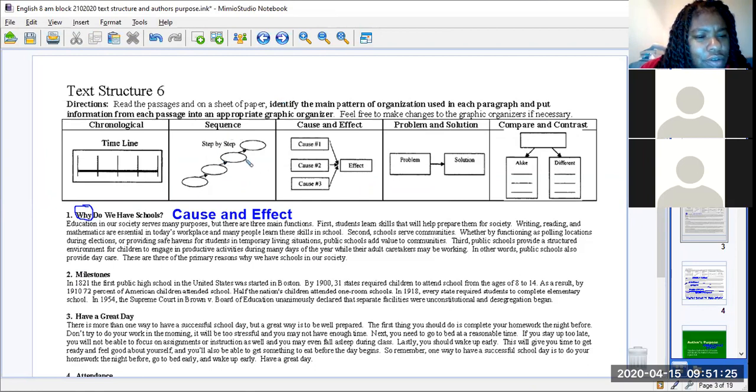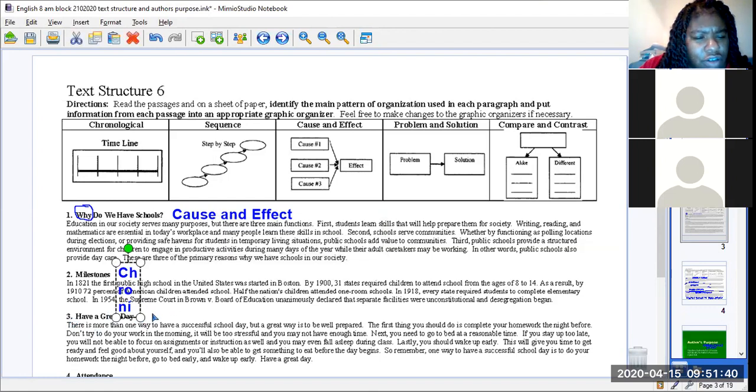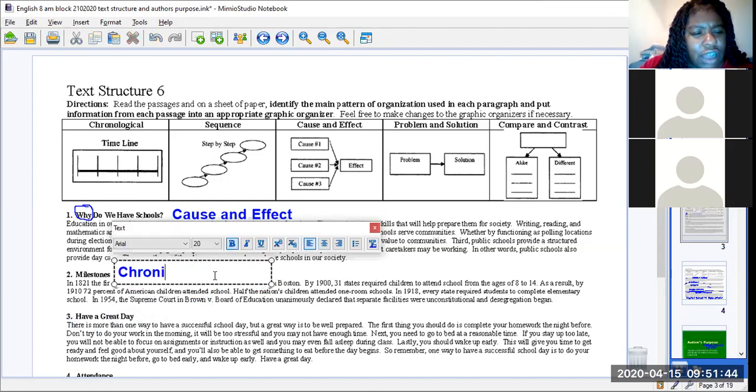All right. Now number two. Number 2 is chronological. Yes, because it's dealing with dates. Okay. Miss Brittany, did you get that answer as well? Yes, ma'am. Okay, excellent job. I don't know why my screen is looking like that. Okay, chronological order.